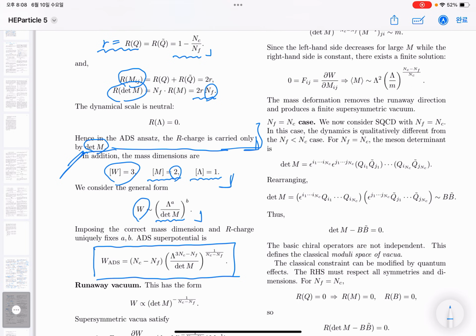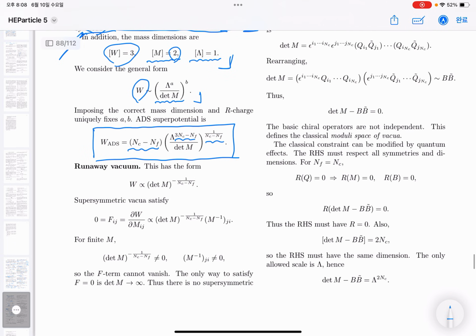The exponent is given by functions of NC and NF, which are the number of colors and the number of flavors respectively. So by using this form, we can analyze many things for this uniquely determined superpotential for the specific inequality condition.